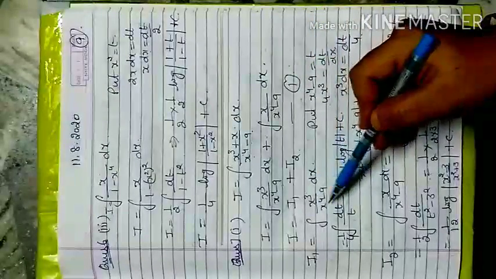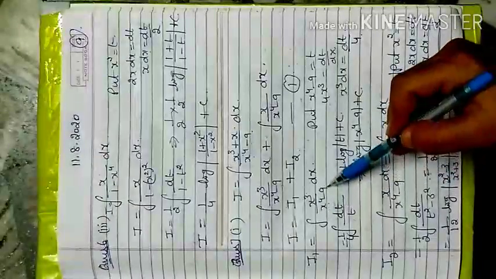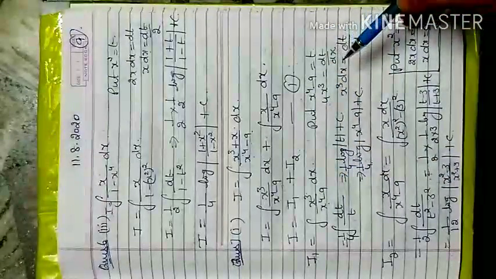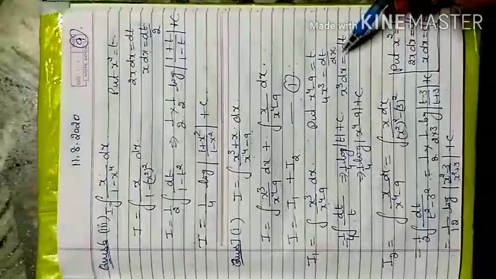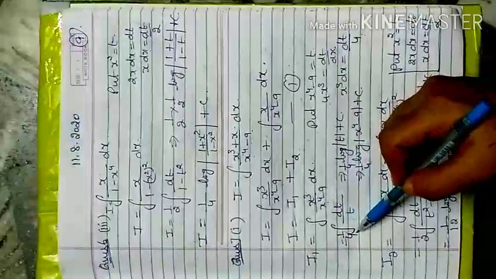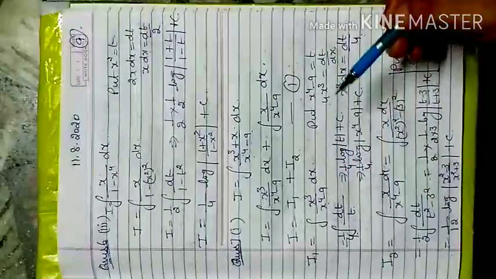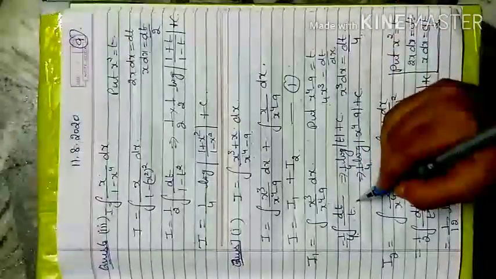So here this is x cube upon x4 minus 9 dx. First we consider the denominator x4 minus 9 as t, and the numerator just in the form of dt, that is x cube dx is equal to dt by 4. Now this becomes 1 by 4 taken outside, dt by t, and integration of 1 by t is log t. Now t is replaced back to x4 minus 9. So that is the value of I1.